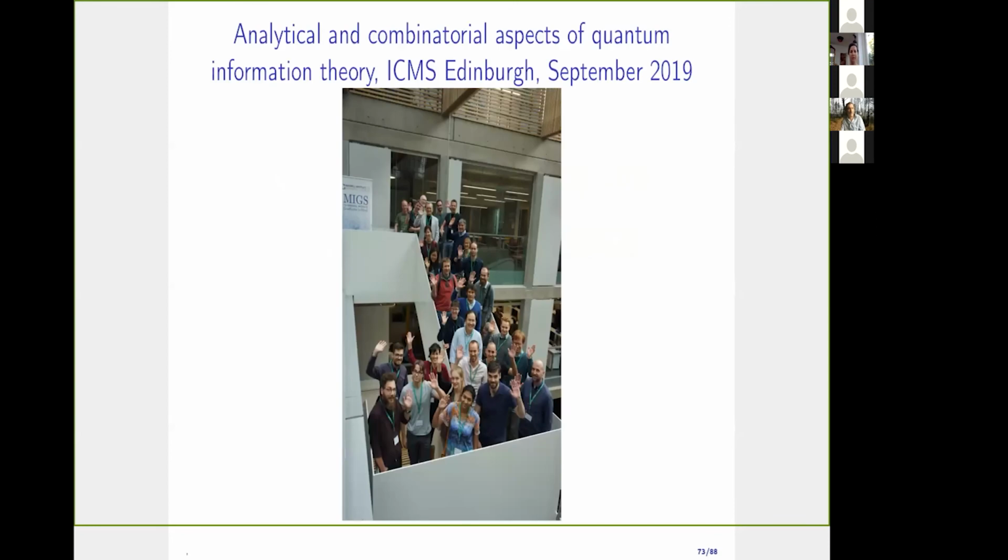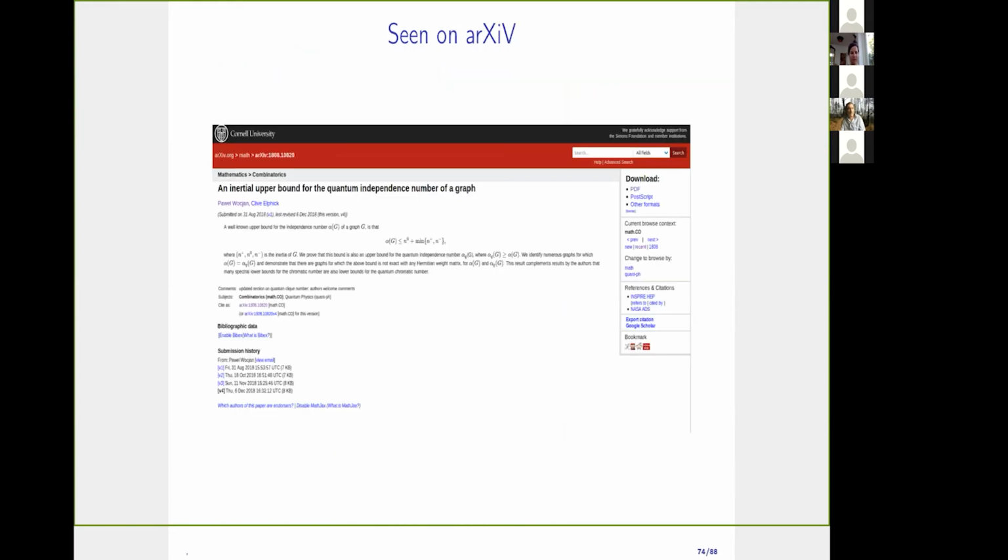So let me give you a bit of an anecdote about how this all started. I'm not a quantum person, I'm not a quantum expert at all, but I was invited to this workshop on analytical and combinatorial aspects of quantum information theory. It happened in Edinburgh last September when we could still meet. I think it was the last workshop I actually could attend. Everybody was mostly talking about quantum graph parameters and bounds and stuff like that, so I was basically learning things there.